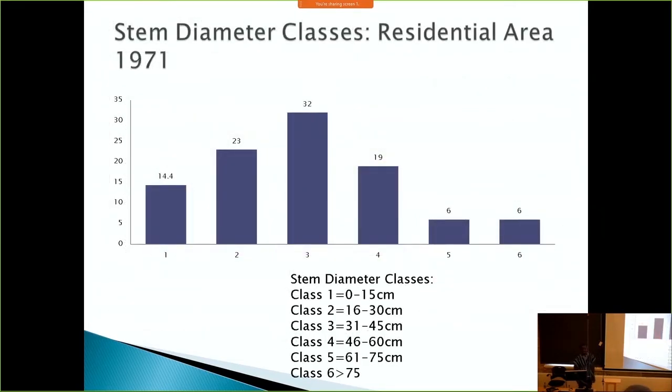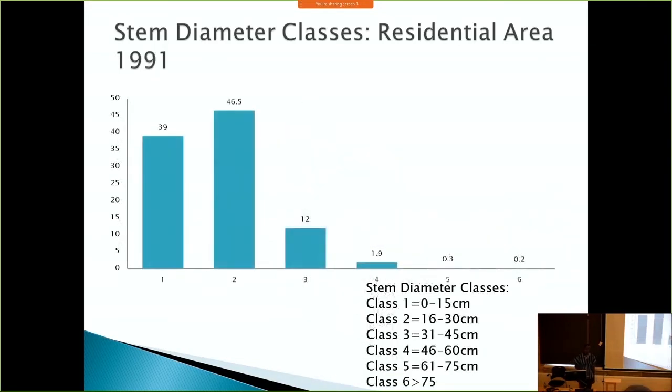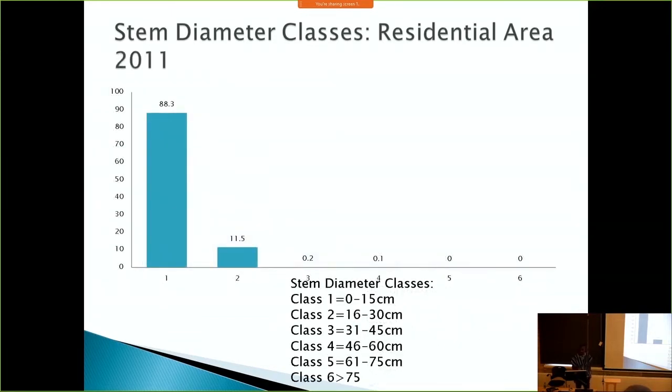In terms of stem diameter classes, we realized the majority of the 1971 residential area tree species fall within the range of 31 to 45 centimeters. In 1991, the majority of the tree population fell within the 16 to 30 centimeter diameter class, which was 46%. In the 2011 residential area, a whopping 88% of the street trees had a diameter range of 0 to 15 centimeters, which was not unexpected though.